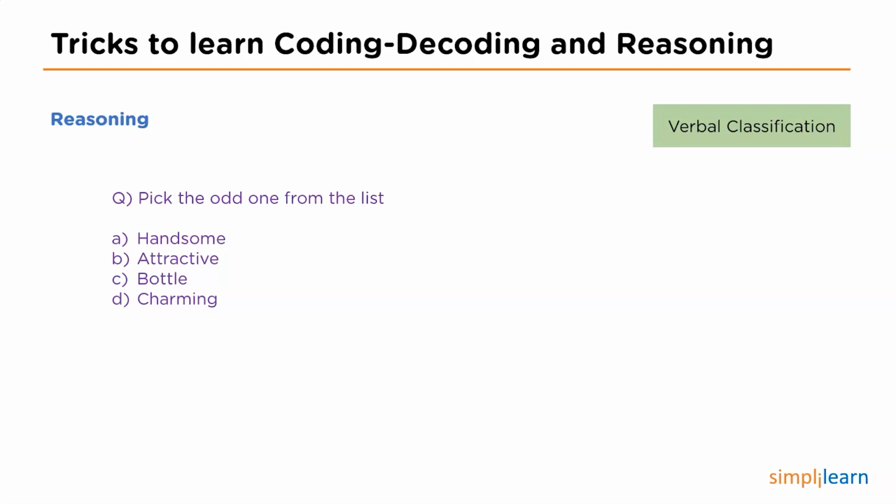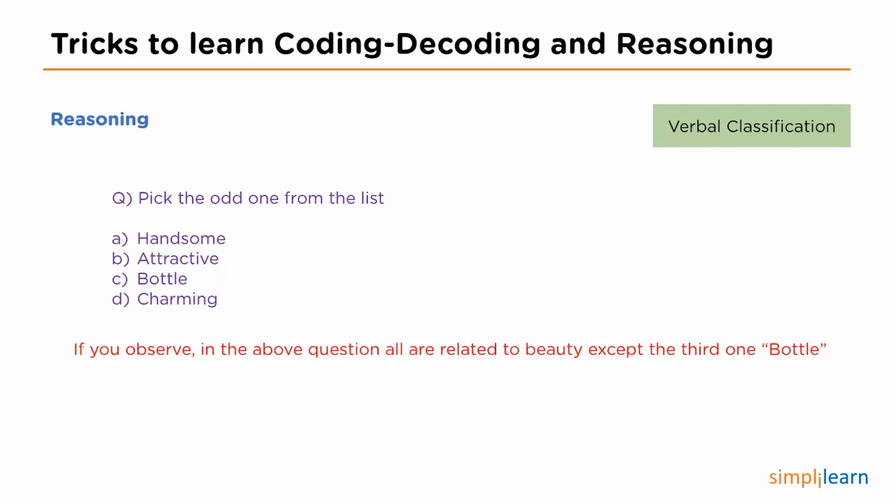And we have a question. Pick the odd one from the list. Handsome, attractive, bottle, and charming. Now the explanation. It is mentioned in the above question, all the answers are related to beauty, except the third option. It is not related to beauty. So the odd one in the list is the bottle.